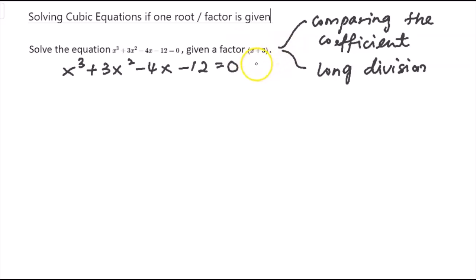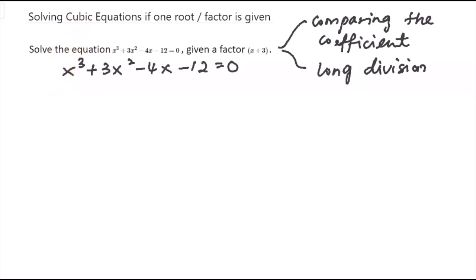To solve this problem, we have two methods. First method is comparing the coefficient, and the second method is long division. So for this video, I'm going to show how to use comparing the coefficient. For the second part of the video, I will show the same problem but using long division. So now we are using the first method, which is comparing the coefficient.